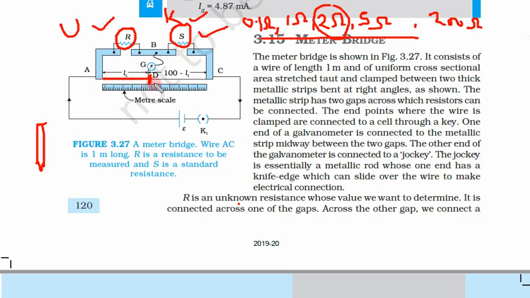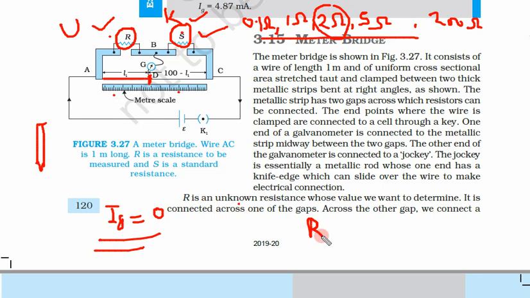There comes one point when the current in this galvanometer becomes 0. That means Ig, the current in this galvanometer, is 0. The galvanometer shows 0 deflection, that means there is no current in this galvanometer. And you know, when there is no current in the galvanometer, that means the bridge is balanced. Bridge is balanced, that means R upon this resistance is equal to S upon this resistance.